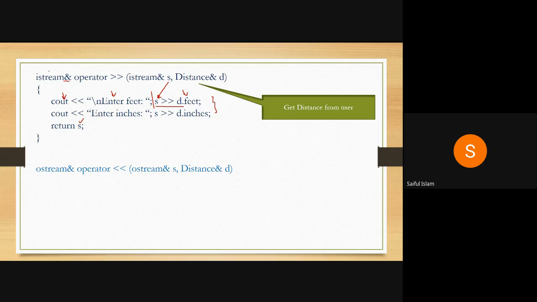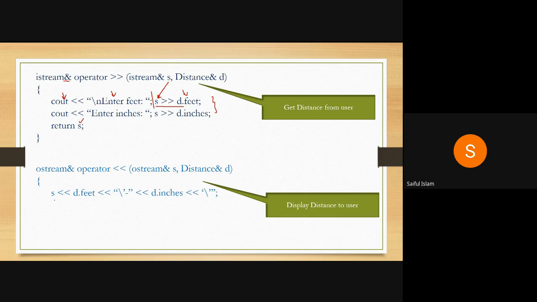Next, this is about input. Now talking about displaying distance to a user. How to display? We can write a function on our own. So again, look at this one here. Instead of cout, I'm writing s. Why s? Because s is a cout for us. So cout distance, then you put a slash, minus sign, and inches. So this way you will be printing a distance in the form of feet and inches, and then return s.